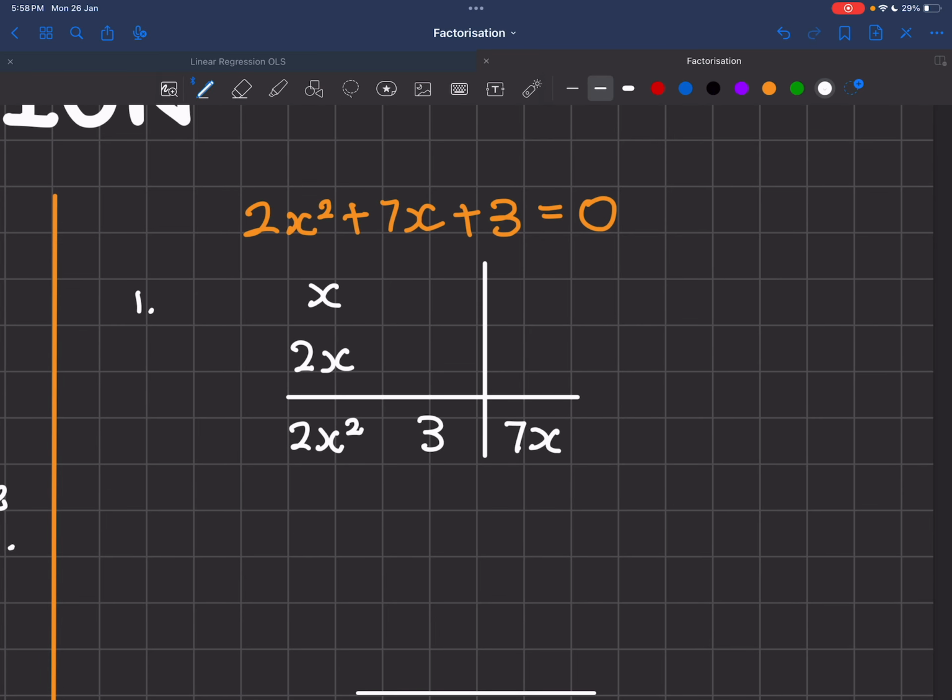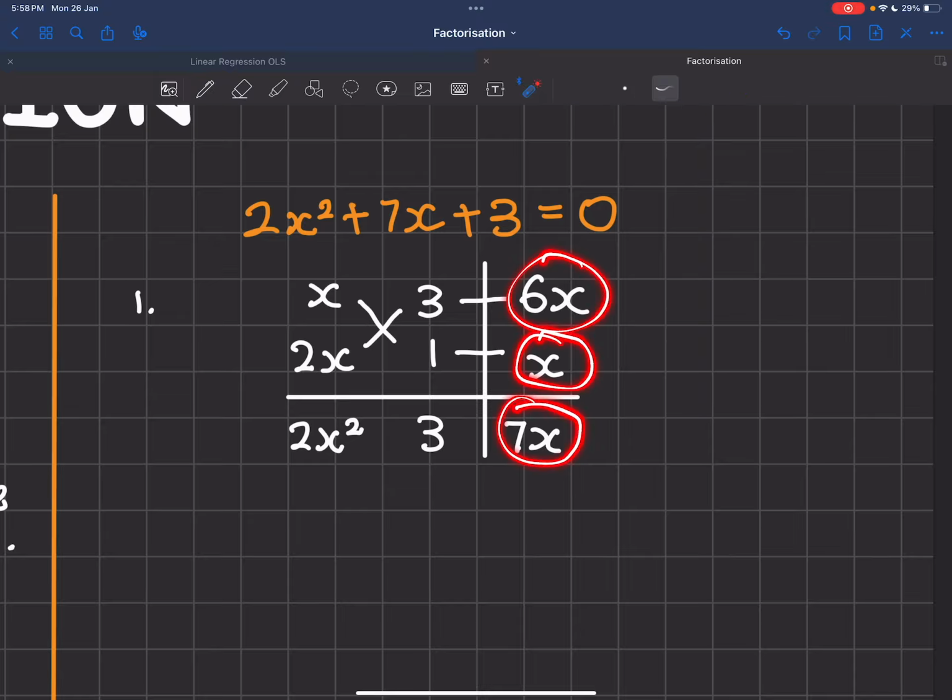What about 3? Well, 3 is just 1 and 3. So either 1 goes here, 3 goes here, or it's the other way around. 3, 1. Remember, we need to cross it and then go for horizontal. Cross it, horizontal. So what do we do now? 2x times 3 is 6x. X times 1 is simply x. 6x plus x is 7x, so we are done.